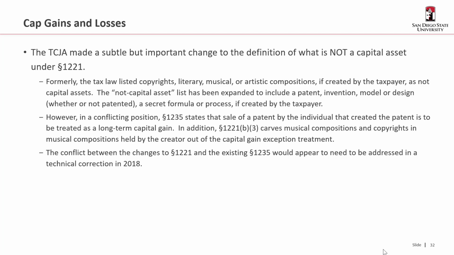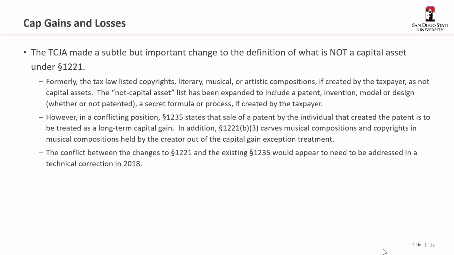The problem is in section 1235, the code takes a conflicting position, which is that when a taxpayer sells a patent and that taxpayer is the individual that created the patent, then it's to be treated as a long-term capital gain to the extent it generates a gain. So one of the problems is I have one code section that says don't treat that as a capital asset, and then another one that says, but if it's sold, treat it as a long-term capital gain.